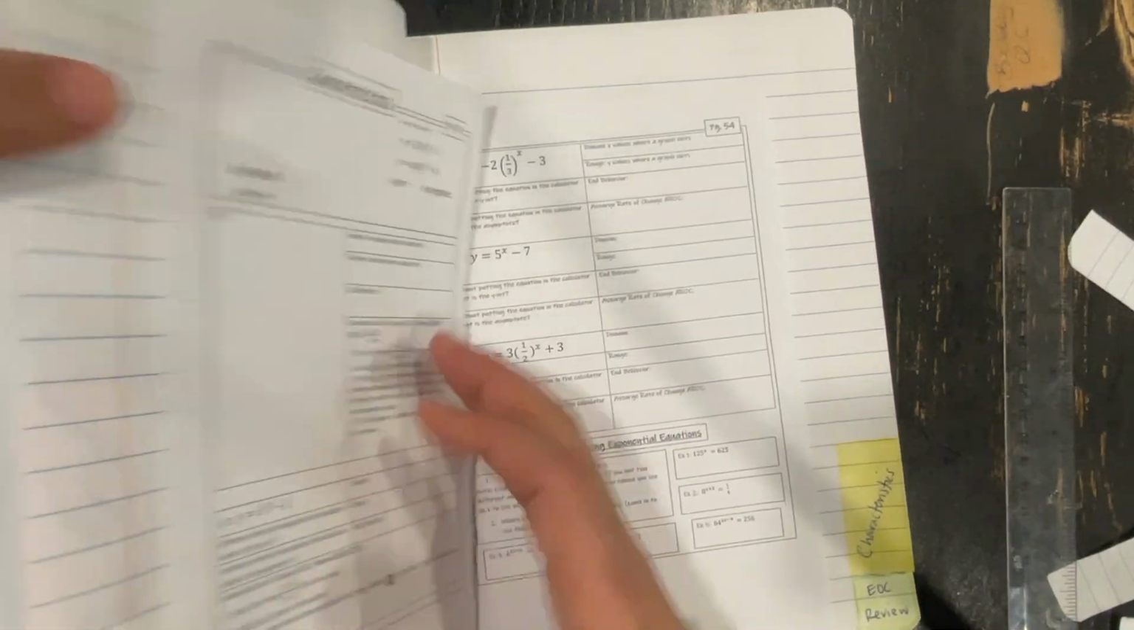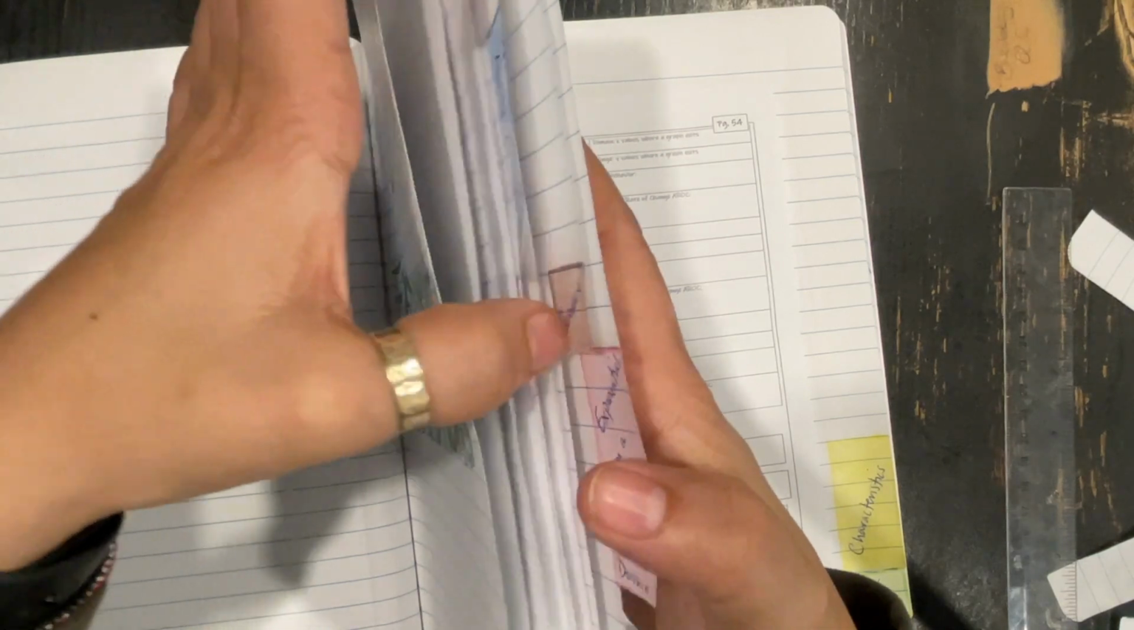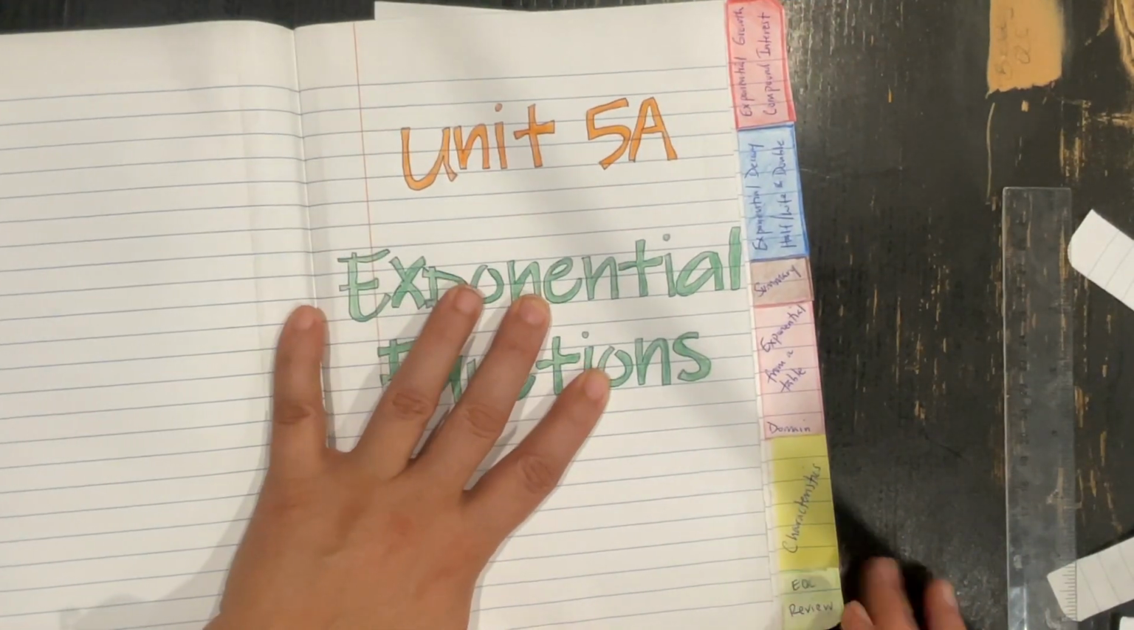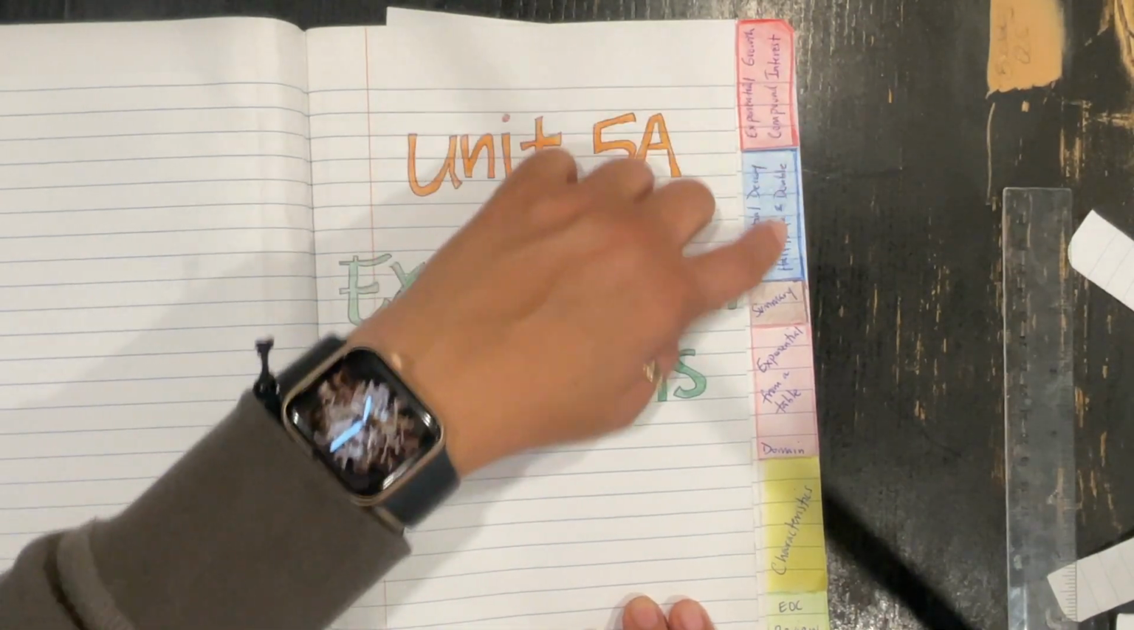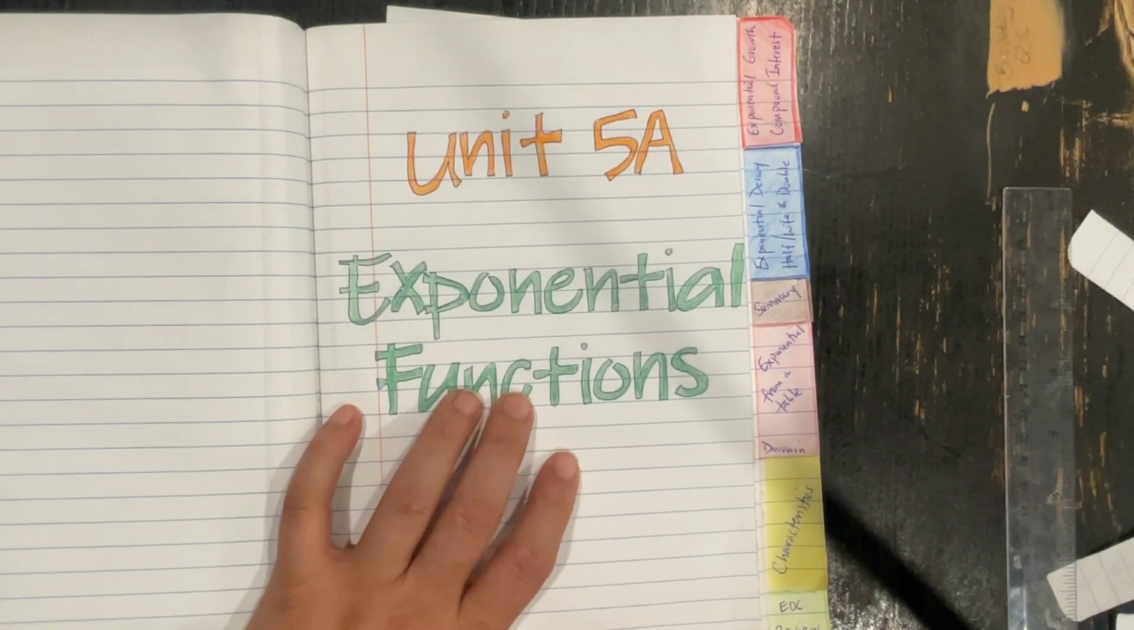So after you cut this, my papers are not stuck in, that's why they're all over the place, but after you've cut this, you should see all your tabs appear in order. So it should look like this. So you've got your 6 tabs here and your cover page, and now we are ready to go. Let's practice.